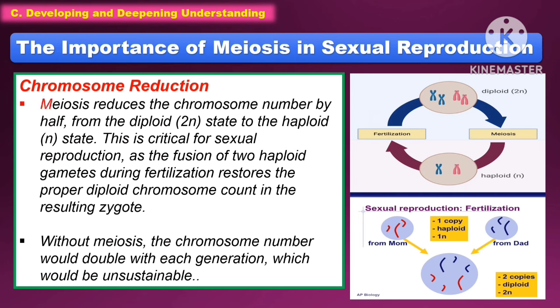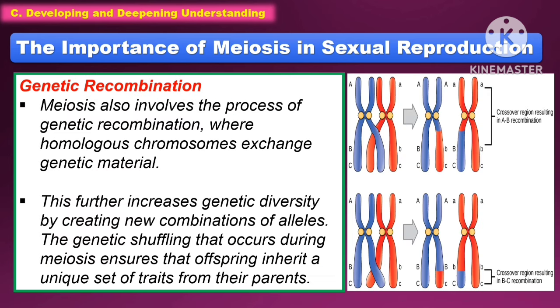Another importance of meiosis in sexual reproduction is chromosome reduction. Meiosis reduces the chromosome number by half, from the diploid state to the haploid state. This is critical for sexual reproduction, as the fusion of two haploid gametes during fertilization restores the proper diploid chromosome count in the resulting zygote. Without meiosis, the chromosome number would double with each generation, which would be unsustainable.